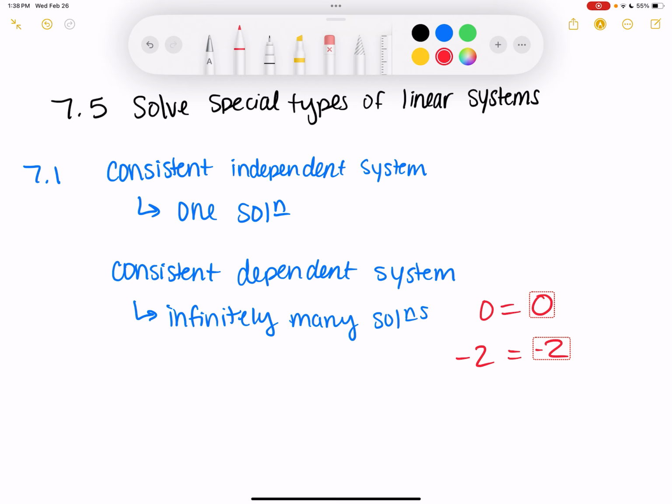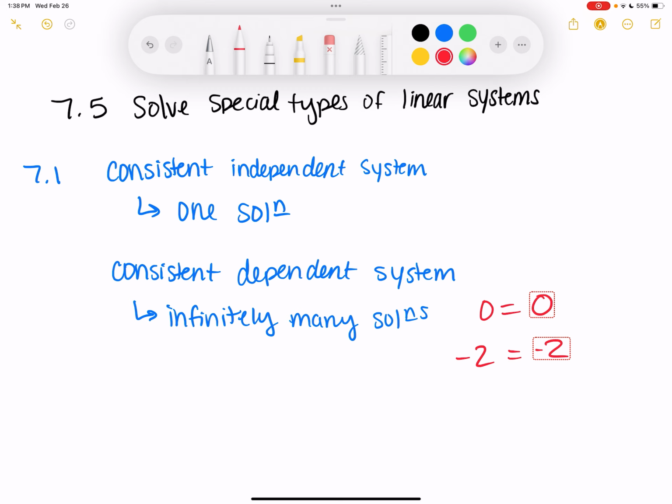The way that I keep track of consistent and independent or consistent and dependent is if you're independent, you do things by yourself, so it's just one of you. If you're dependent, you depend on something else, so there are multiple things that play into that. So infinitely many would be the consistent and dependent one.